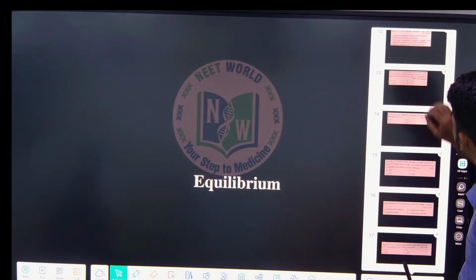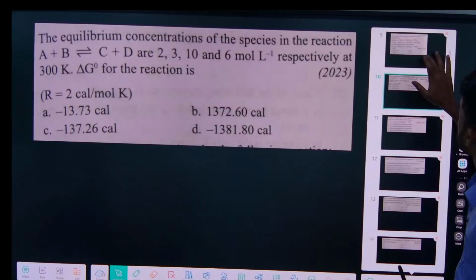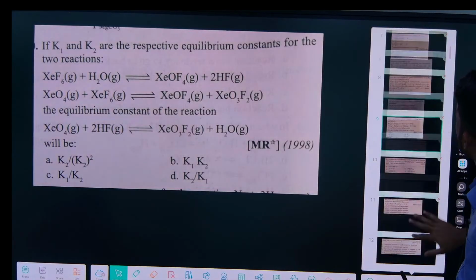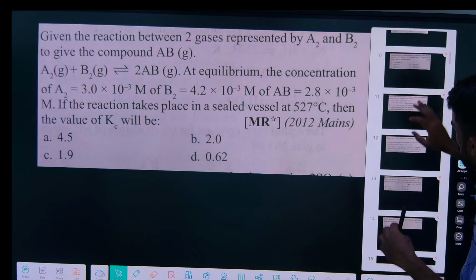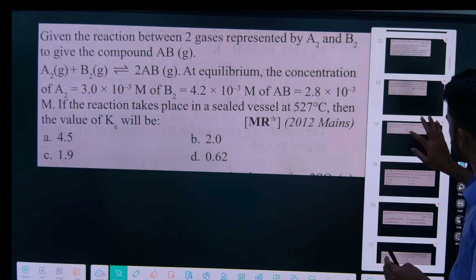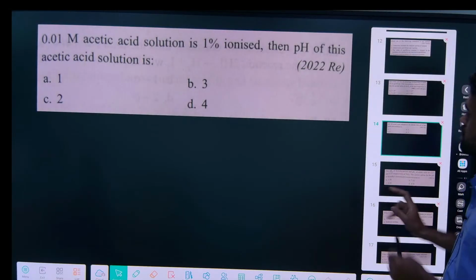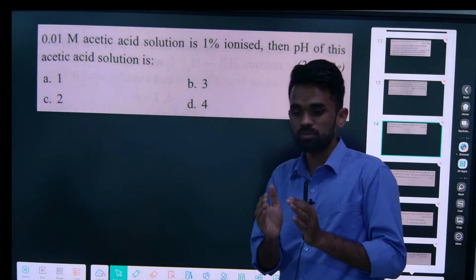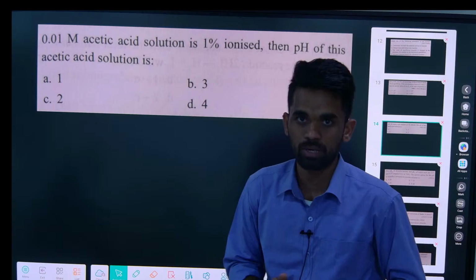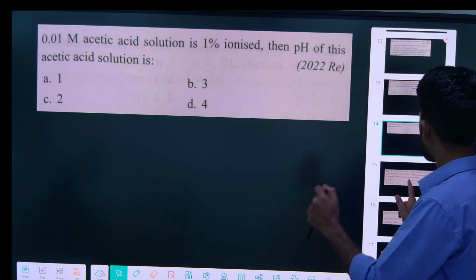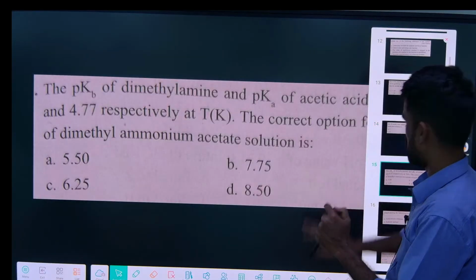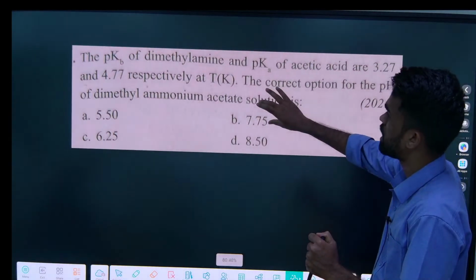In the last class we have solved all these questions. If you see, all these are NEET questions. If you haven't watched it, please go and watch it once after completing this session, okay? Today we will be solving more questions related to ionic equilibrium. In the last class we solved chemical equilibrium and a few questions from ionic. So today we will be focusing more on ionic equilibrium.